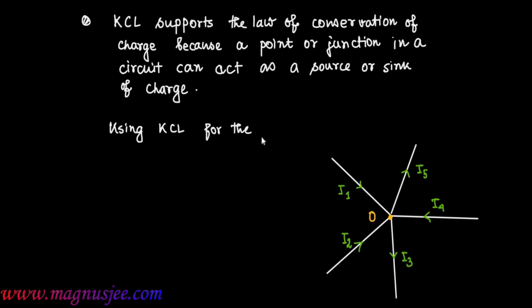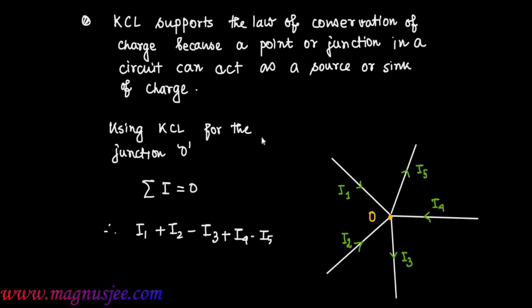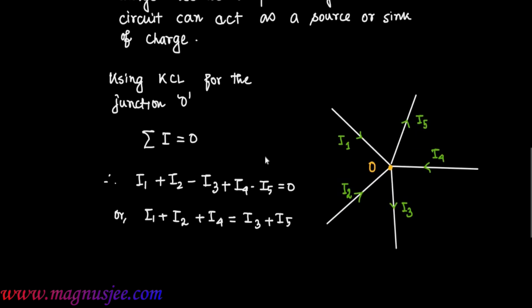According to Kirchhoff's current law, using KCL for the junction O of 5 wires, we get summation of I equals 0. Therefore, I1 plus I2 minus I3 plus I4 minus I5 is 0, or I1 plus I2 plus I4 equals I3 plus I5, that is, the sum of currents flowing towards the junction O is equal to the sum of currents flowing away from the junction O.